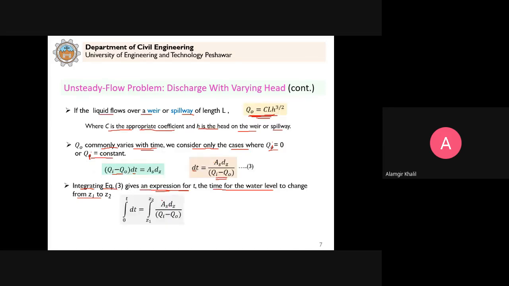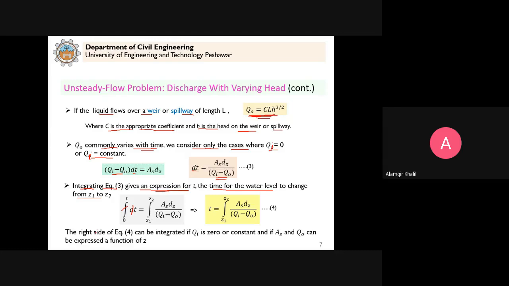So now when you integrate, you already know that integral and derivative are opposite to each other, so they cancel out, and we get an expression for the time. Now if you want to calculate the time for the water level to change from Z1 to Z2, you need to evaluate this integral. Clear? So the right side of equation 4 can be integrated if Qi is 0 or constant.